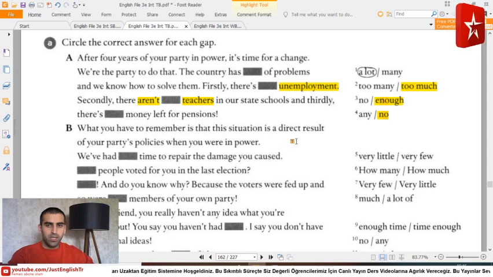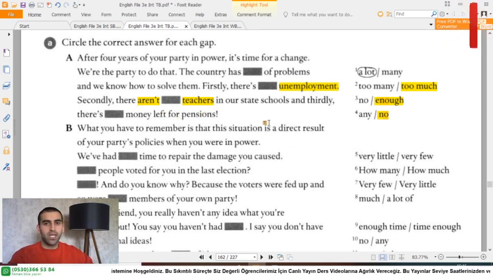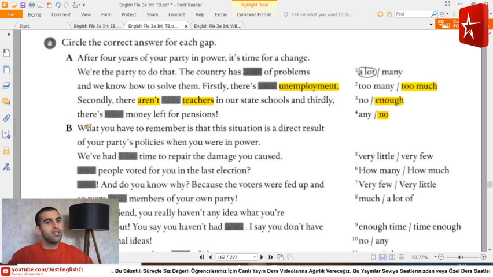Let me highlight it. Yes. There's no money left for pensions. We cannot use any because there is not no. There is not any. Okay. But here we don't have not. That's why we must use no.